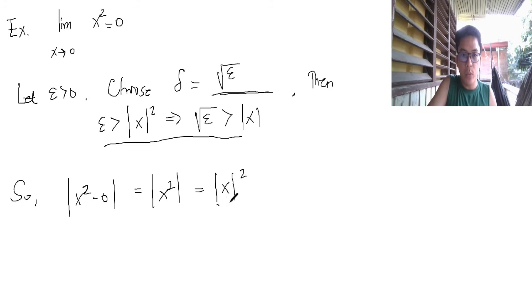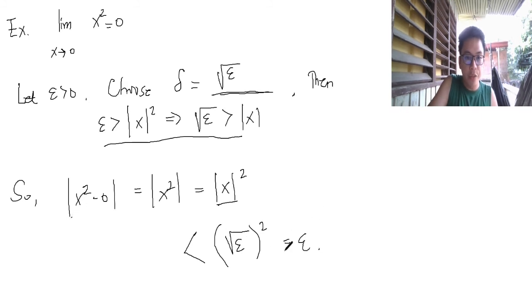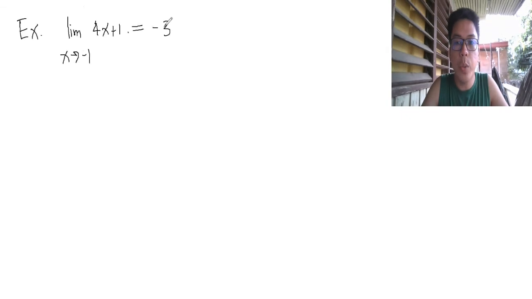So now that we have this one here, we're pretty sure that this is less than the square of the square root of epsilon. And the square of the square root of epsilon is equal to epsilon. So therefore, this is less than epsilon. And so this is actually true. That's it. Okay, so we will consider one last final example.